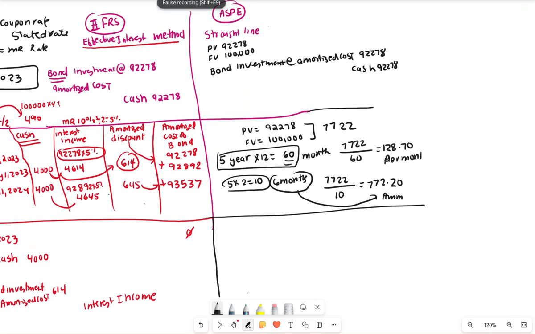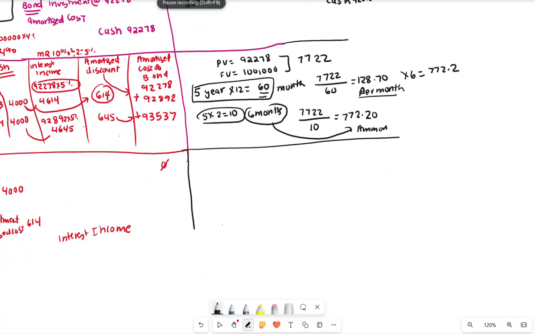So if I go further, if this was in the month times the 6, if I do that, 128.70 times 6, it will give me the same number. So of course this is amortization for 6 months, and if you could do it in month and then do a 6 month, you will get the same answer. Whatever you find easy, that's the route you're going to take.